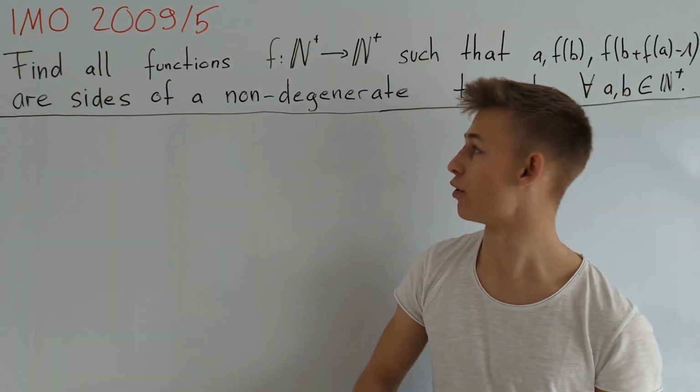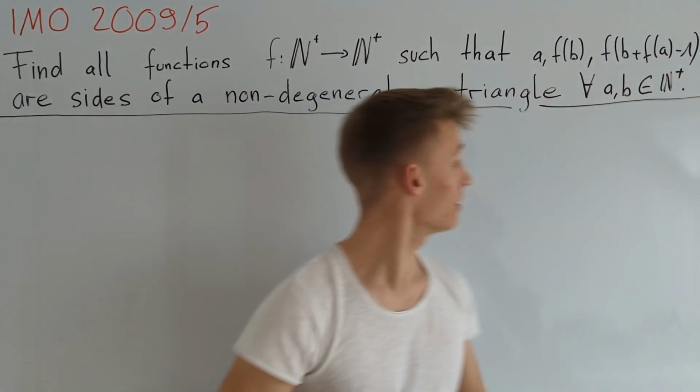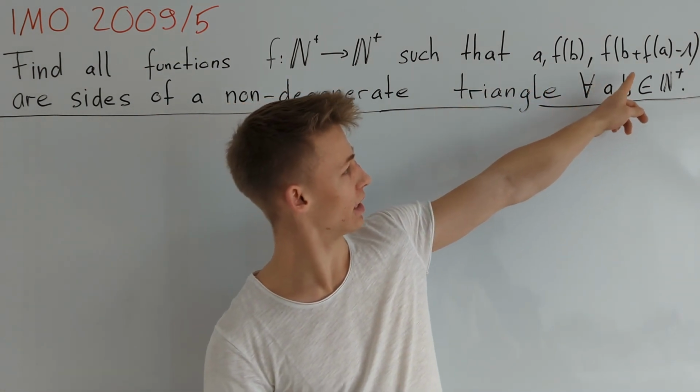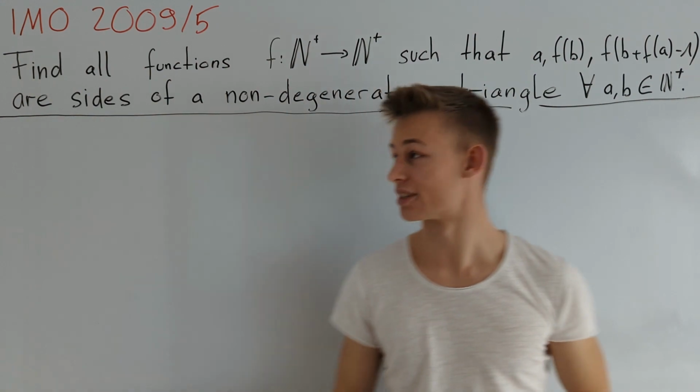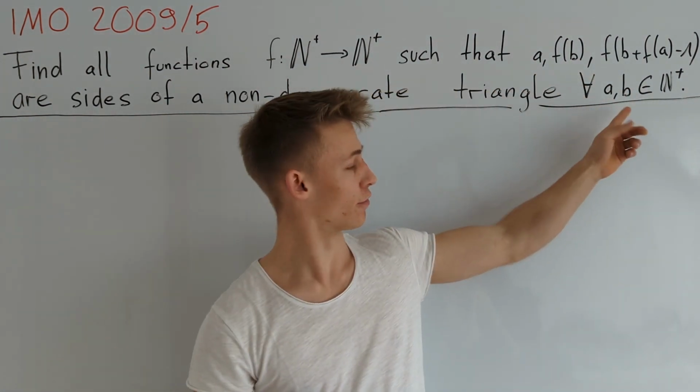We are asked to find all functions from the positive integers to the positive integers such that a, f of b and f of b plus f of a minus 1 are the sides of a non-degenerate triangle for all a, b from the positive integers.